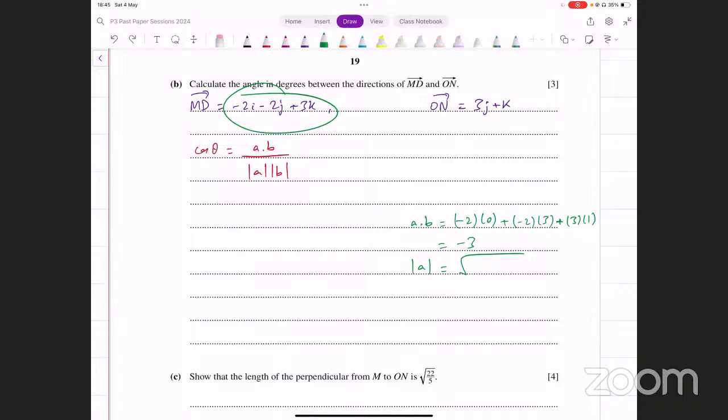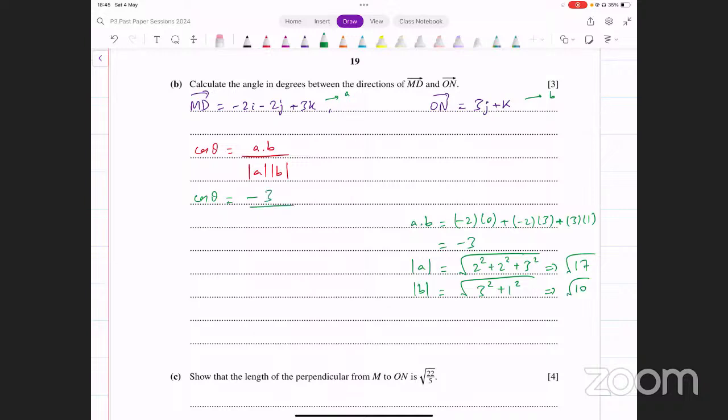Let's find the magnitudes. For this first vector, I'm calling this vector A and this vector B for the formula. Now this becomes 2 squared plus 2 squared plus 3 squared, and then square root of that. This is going to be square root of 9 plus 8, which is 17. And then modulus of B is 3 squared plus 1 squared, and that gives us under root of 10. Let's input these values here. It becomes cos theta equals minus 3 divided by under root of 17 into under root of 10.